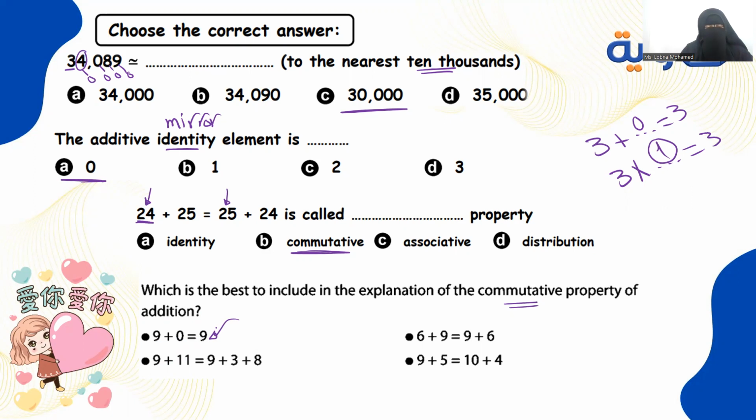So it's not commutative. What about this one? 6 plus 9 equals 9 plus 6. Oh, the numbers change their order. So this is the commutative. So this is our answer. Okay.